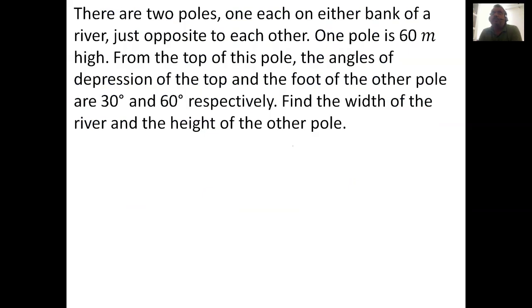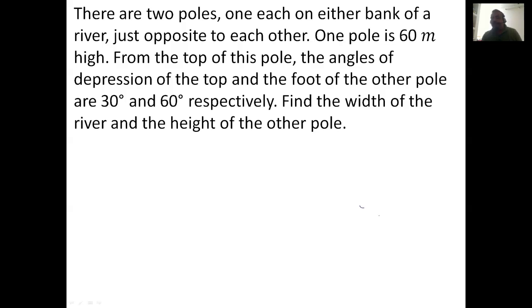There are two poles, one on either side of the bank of a river just opposite to each other. One pole is 60-meter high. From the top of this pole, the angles of depression of the top and foot of the other pole are 30 and 60 degree respectively. Find the width of the river and the height of the pole. See, one thing is clear that we are seeing only the depression of the top and bottom. It means that the other pole which we are going to find is shorter than the first pole.